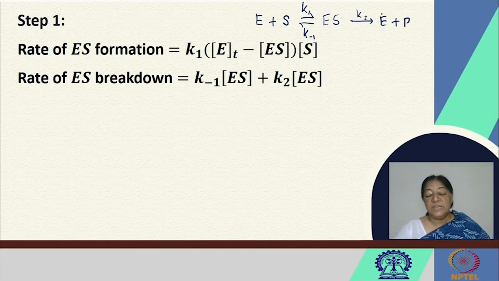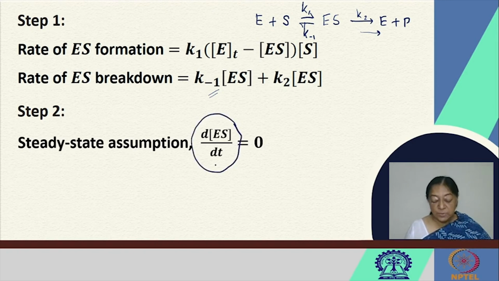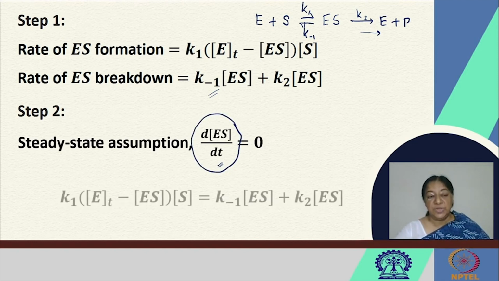So this is the rate of ES formation, and we have the rate of ES breakdown given by the dissociation in the reverse direction, the k minus 1 that we have here, and in the forward direction, the formation of the product. In step 2, we use what is called a steady state assumption. In the steady state assumption, we assume that the concentration of ES with time does not change. So d[ES]/dt is equal to 0.